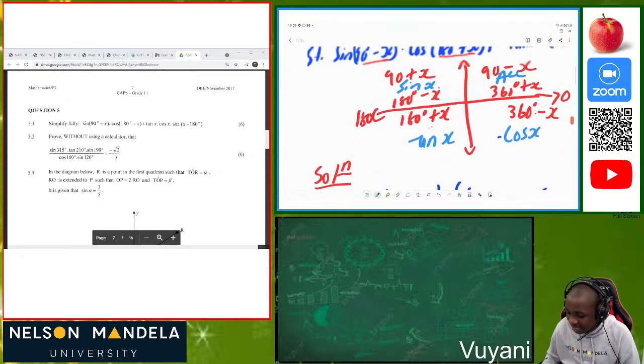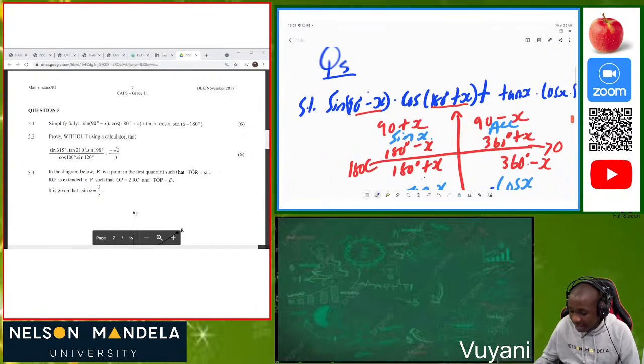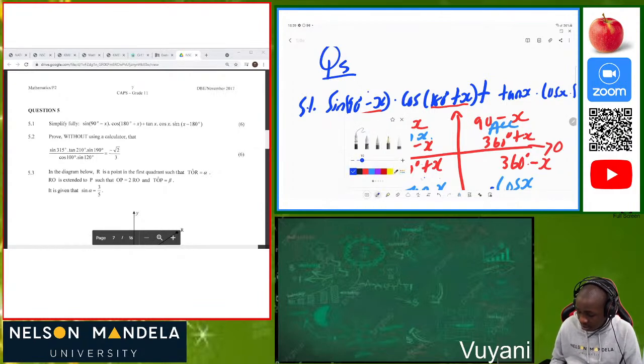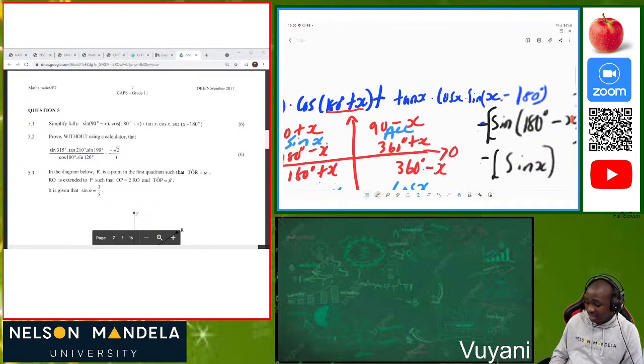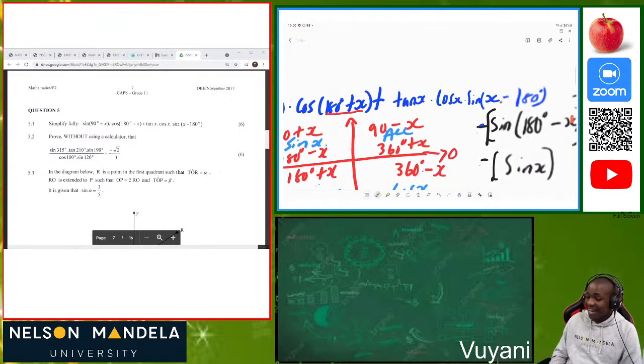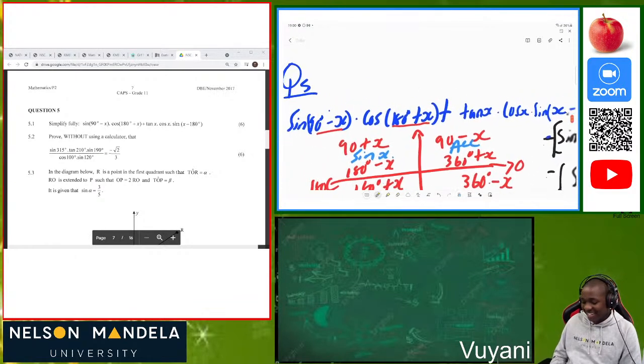Let me start again so that we go together. So first things first, which I did in this question, I read that we are given sine 90 degrees minus x times cos 180 degrees plus x, plus tan x times cos x times sine x minus 180 degrees.